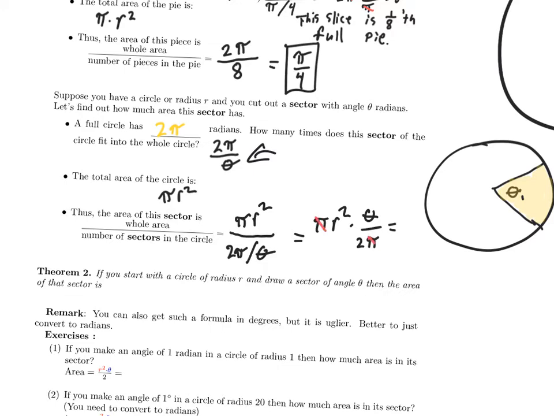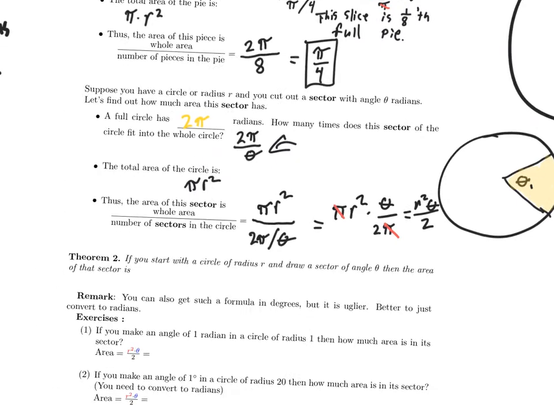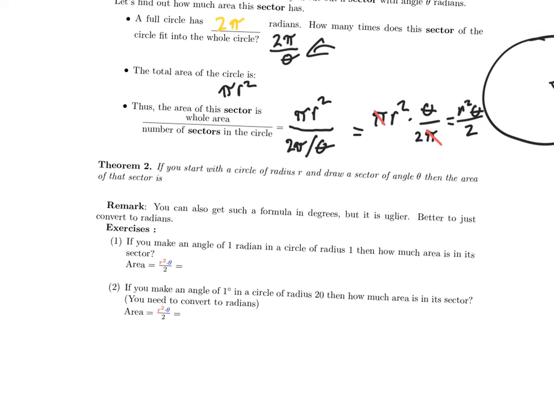The pi's will cancel, right? You multiply by pi and then you divide by pi. And it looks like we are just left with r squared theta over 2. There's a formula: if you start with a circle of radius r, and you draw an angle theta, then the area of that sector is r squared theta over 2.